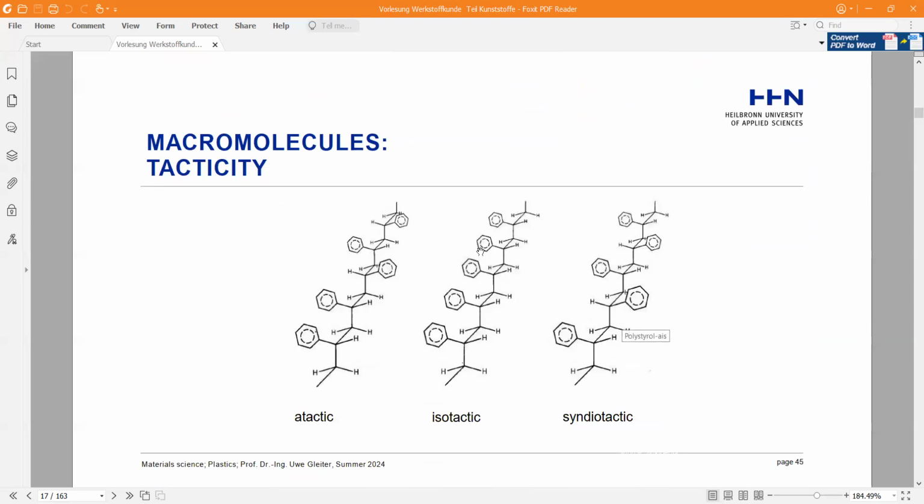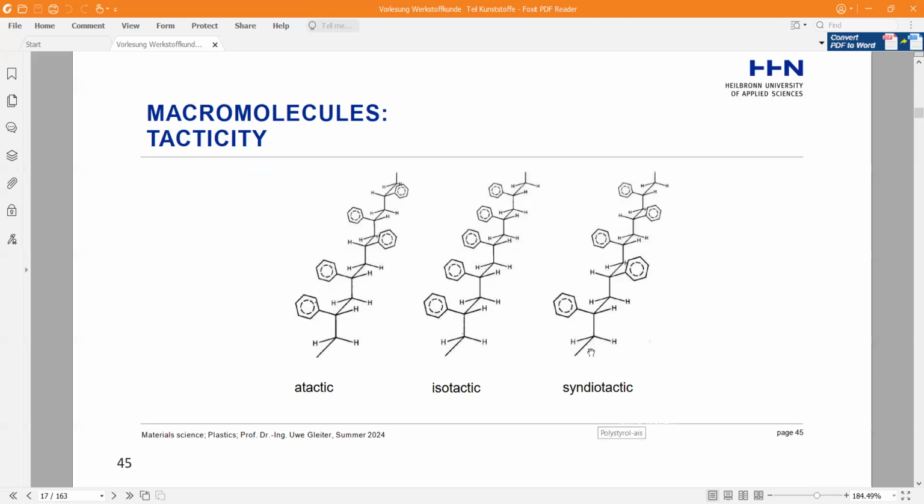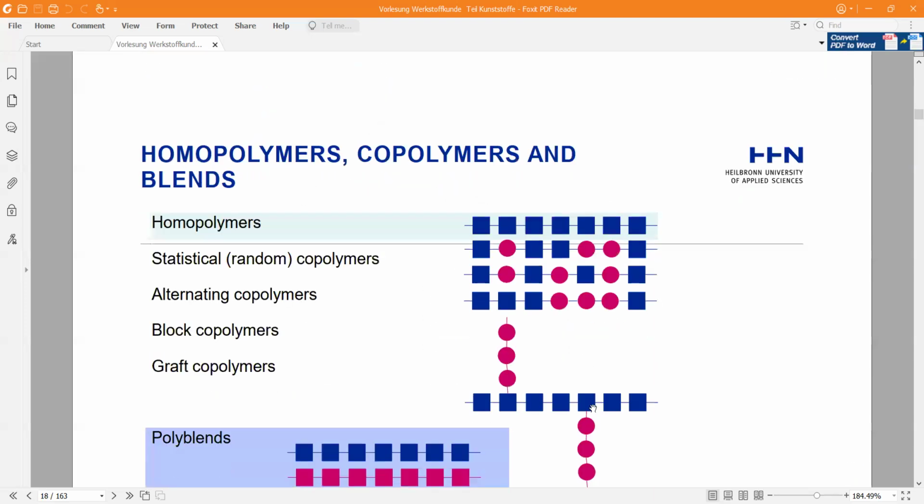In macromolecules, we have three tacticity types: atactic, isotactic, and syndiotactic. Homopolymers, copolymers, and blends.